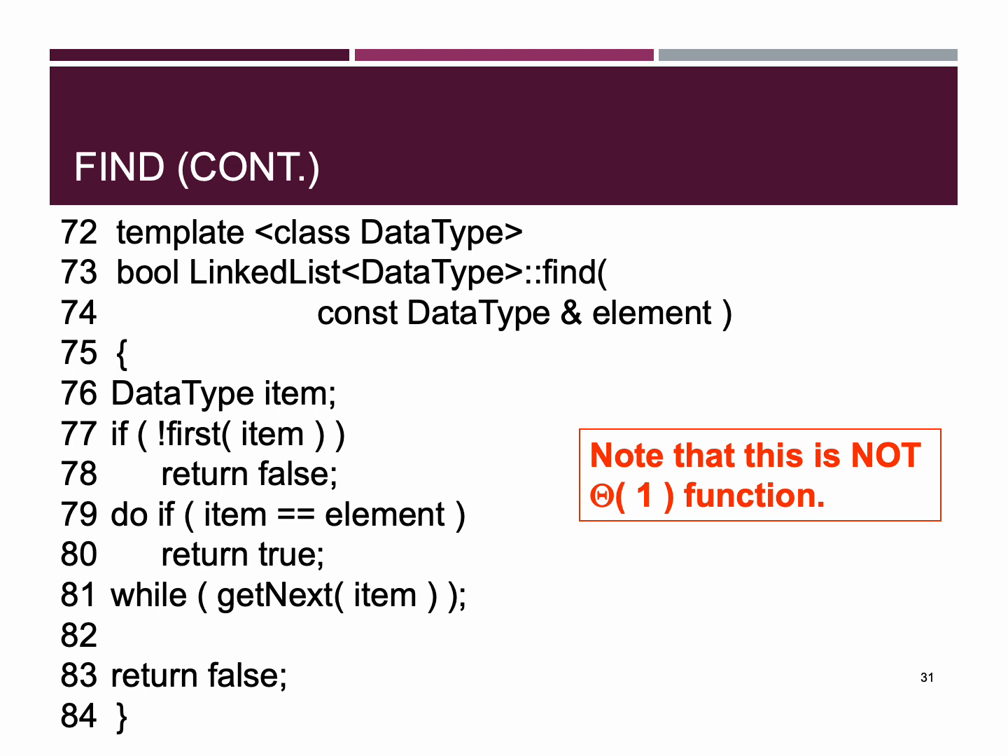Unlike the insert function which operates in theta 1 time, the find function does not have constant time complexity. The find function has a linear time complexity, meaning its performance depends on the size of the list.